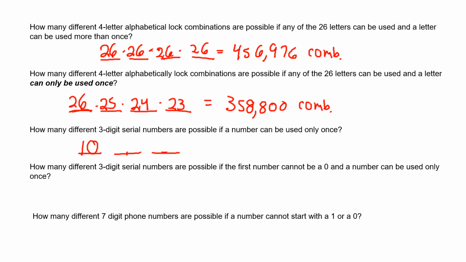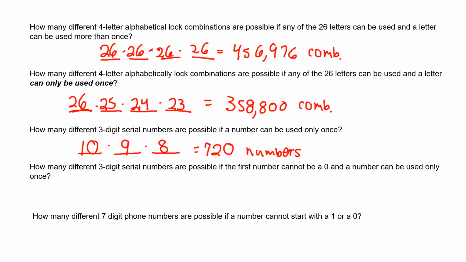But a digit can only be used once. So for the next slot, we would have to go down 1. We would only have 9 possibilities, and for the next slot, only 8 possibilities. Multiply that together, and we get 720. Okay?